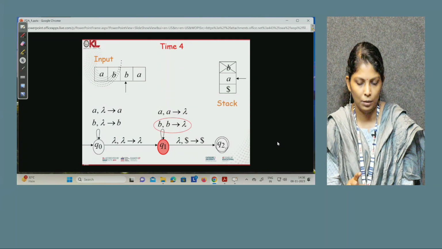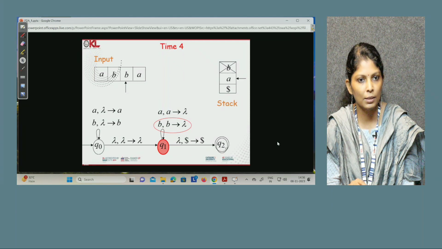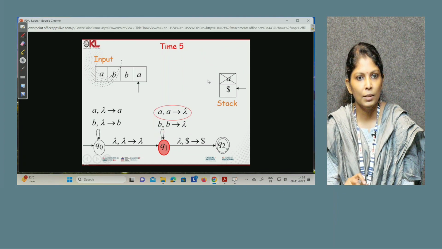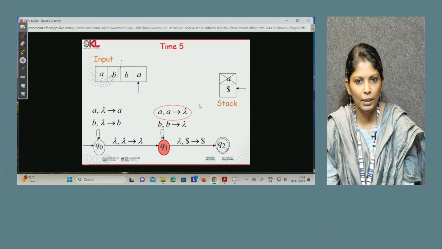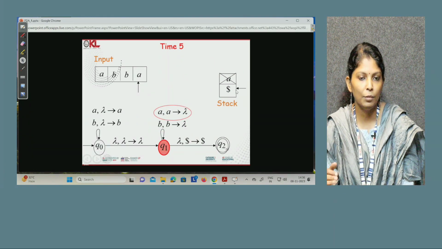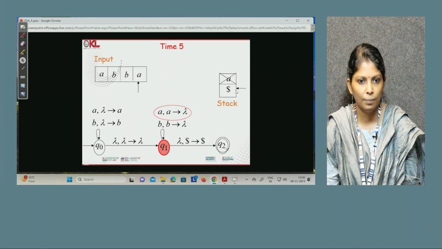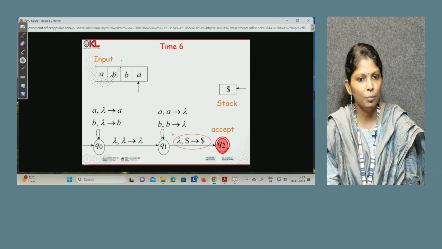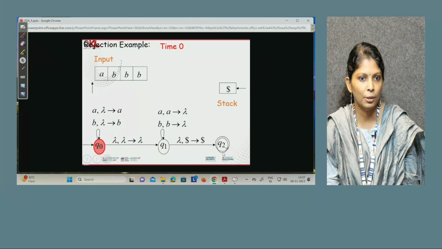So that will happen. On top of the stack we have B, and the next input symbol is also B. Okay, in both places we have B, so we pop it out. Then next we read A. So if we find A, the stack top should be A, then we will pop it out. Okay, that is all. Then we reach the end of the string. So at that time what happened? The stack is empty. So we will move to the final state Q2 and the string is accepted. So ABBA is a palindrome and it is accepted by our machine.